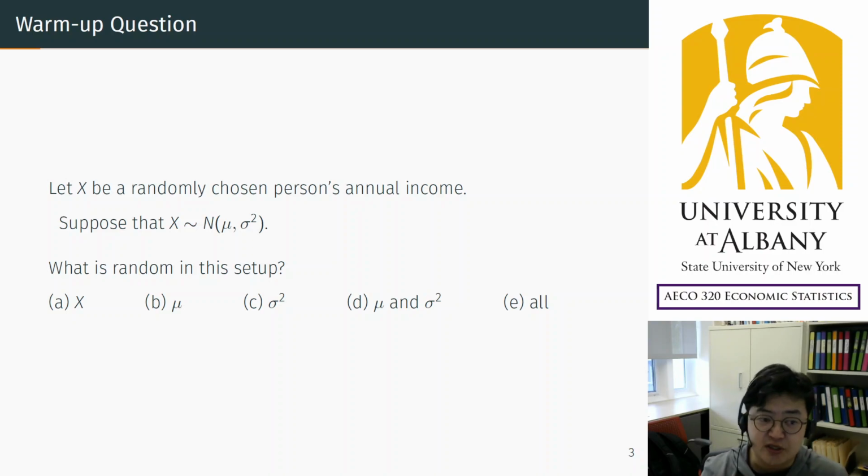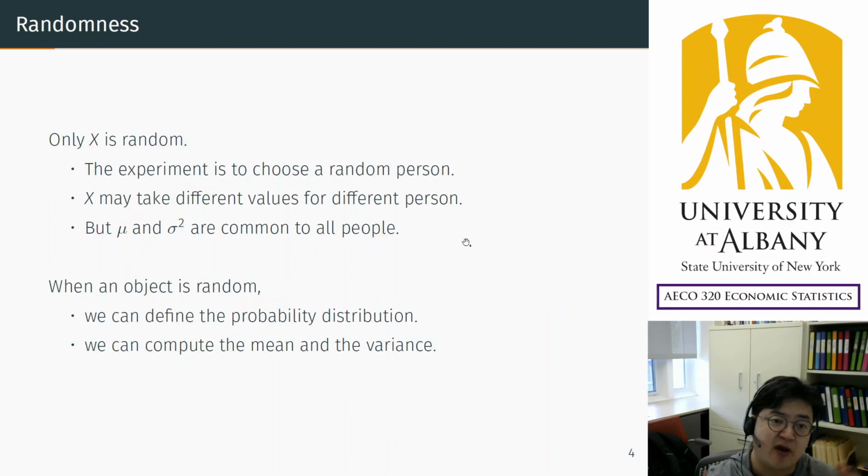It is a simple question, right? But it can be confusing. The answer is only X. Mu and sigma squared are not random. They should not be random. They cannot be random, right? So basically, when you think of randomness, what is random and what's not, you can think of it this way. Basically the randomness is defined based on repetitions of random experiments.